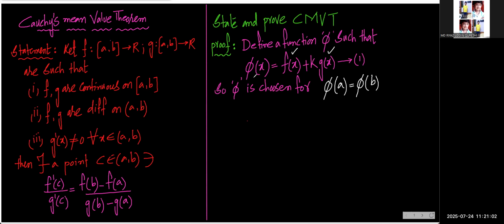Continuous, so their value also continuous. So what do you say here is: phi of x is continuous and differentiable on closed interval a comma b and open interval a comma b respectively.